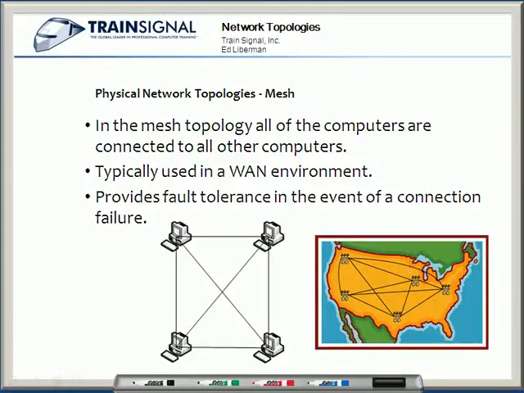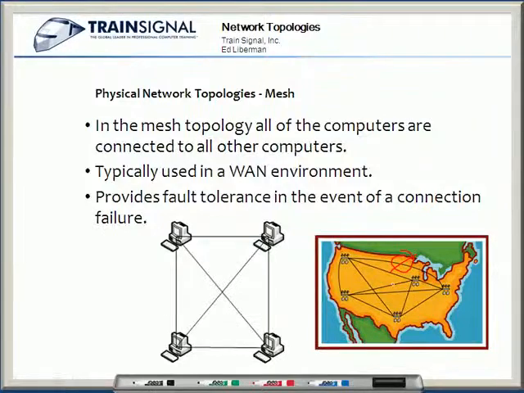Now, the second thing I can tell you about the mesh topology is that it is not a requirement to have all computers connected to all other computers, or even all offices connected to all other offices. So as a for instance, in this example, maybe this connection doesn't actually exist. Well, it would still be a mesh topology. Mesh topology just means that there is fault tolerance built in, meaning there are multiple connections back and forth to each other.